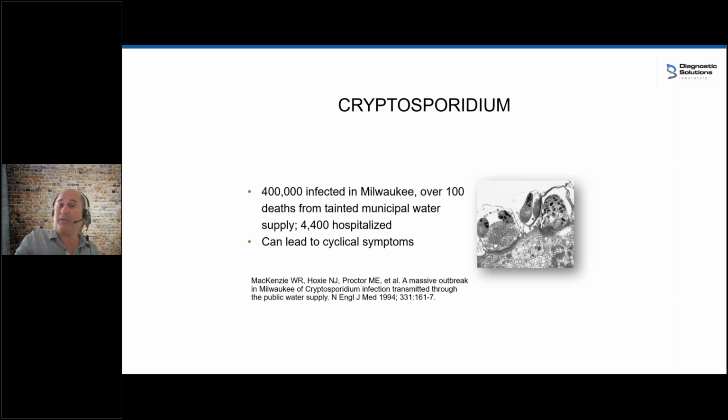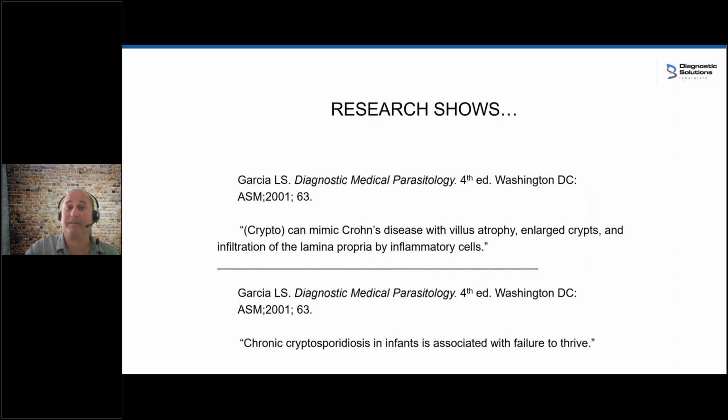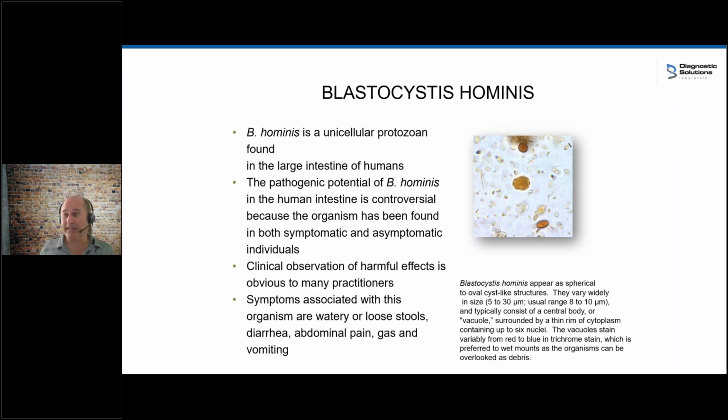Okay. And remember, crypto is the one that most often leads to cyclical symptoms, like every 3 weeks or every 6 weeks, kind of flare-ups of fatigue, but it could be any of these bugs that could cause that, but crypto is probably the most common. Crypto can mimic Crohn's disease, can cause villus atrophy, meaning it damages the small intestine lining, enlarged crypts in the gut, can cause a lot of different problems, okay? And in children, it's particularly nasty, a horrible, horrible infection in kids.